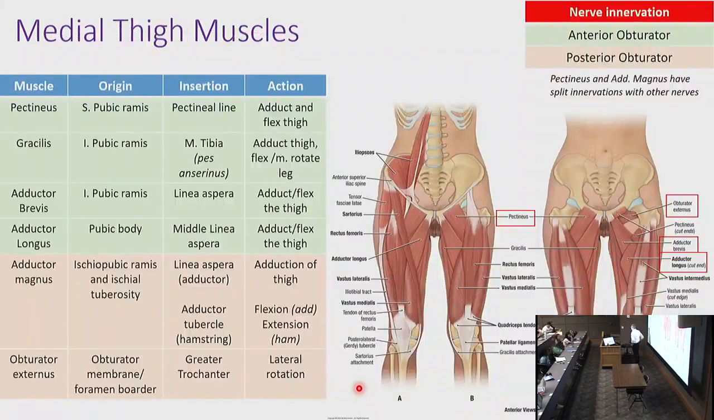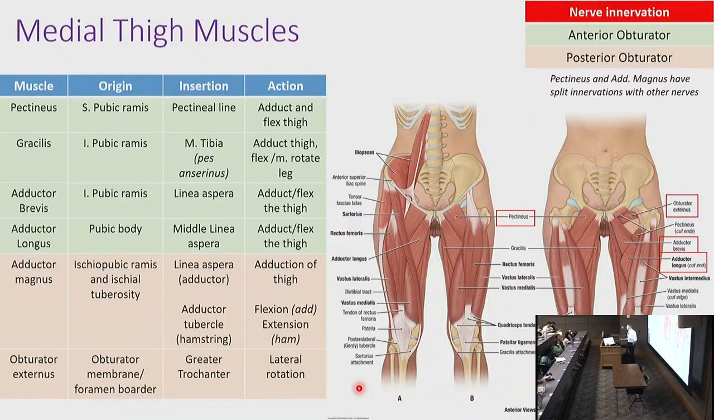All right. Medial thigh muscles. Now this one I'm going to go a little bit into the innervation. So you see in the table that I have green and orange. Well, what's the meaning of that? This is because the adductor compartment of the thigh, the medial compartment, the muscles there are going to be innervated largely by the obturator nerve.